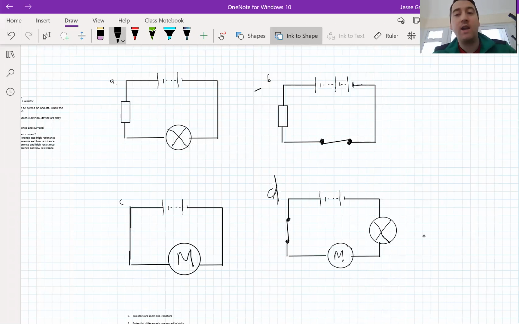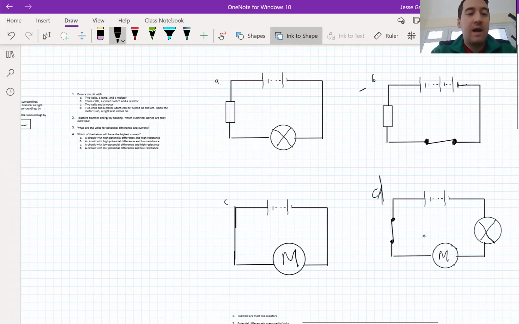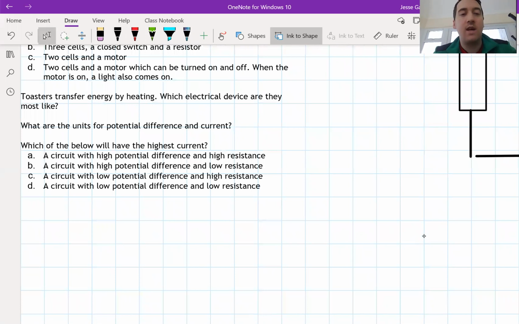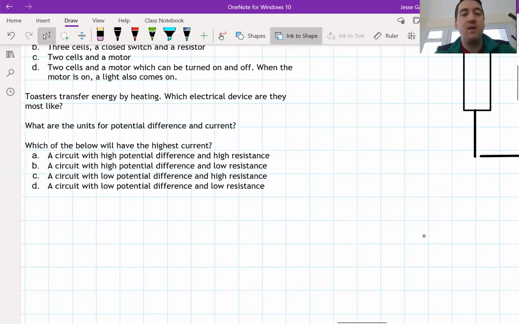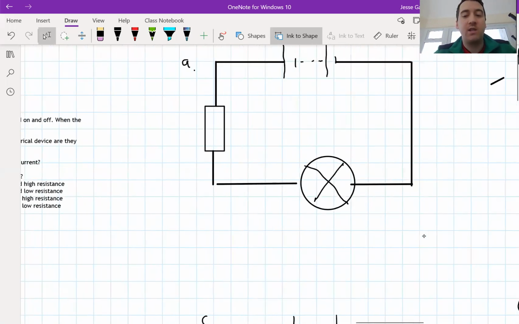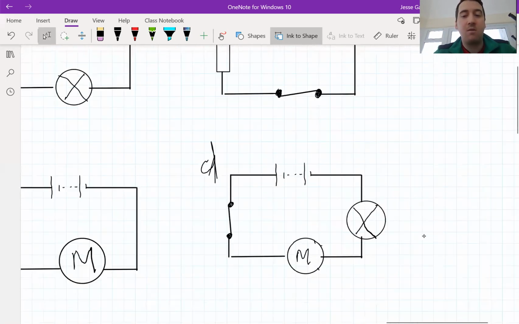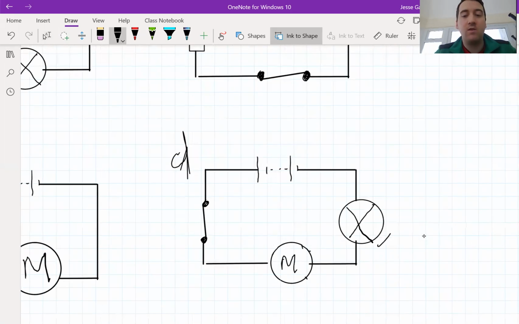Now, how did I know that I needed that? Because that's not exactly what I was told. I was told you need 2 cells and a motor, which can be turned on and off. So that tells me I need 2 cells and a motor, and I need to be able to turn it on and off. Well, how can I turn a motor on and off? I put in a switch. Switches let me turn things on or off. So that's why we should have a switch in there. When the motor is on, a light also comes on. So when the switch is closed and the motor is on, I need a lamp to come on as well, and that's why I've got the lamp over here. So you should have a motor, a lamp, a switch, and 2 cells.